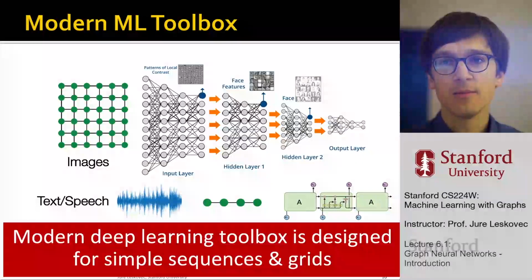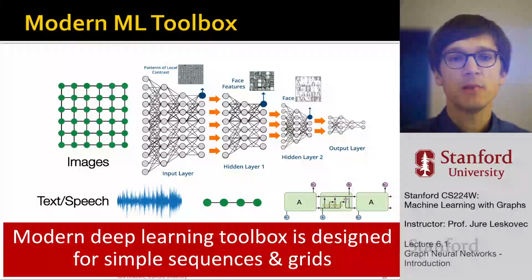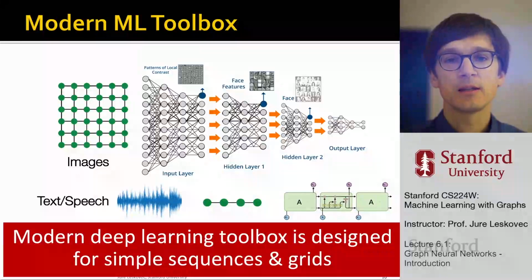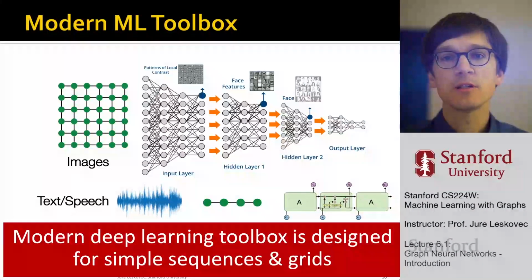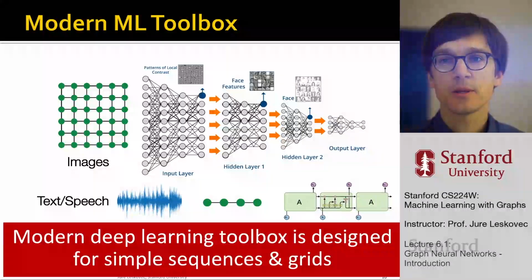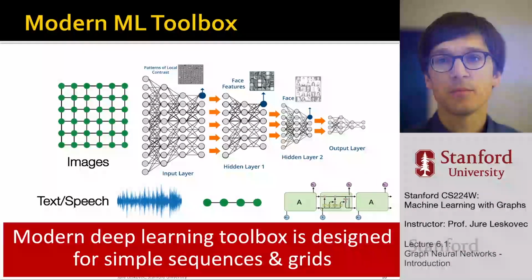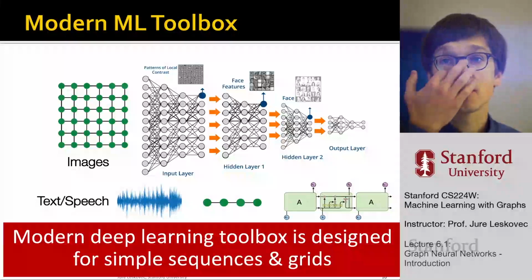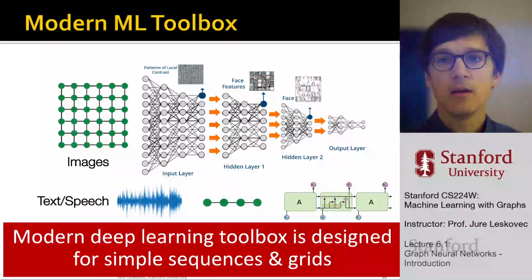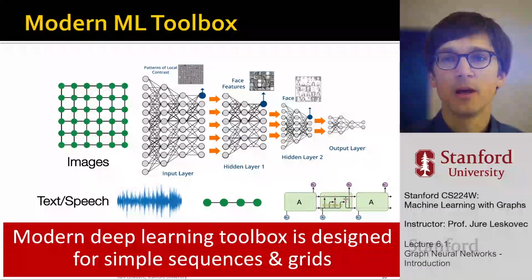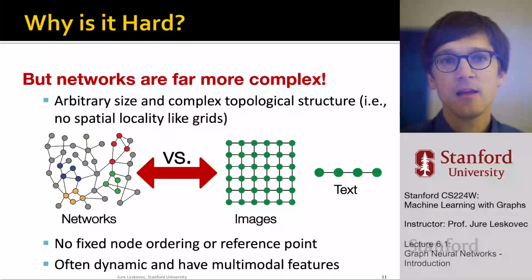So the claim and motivation for this is that the modern deep learning toolbox is designed for simple data types, meaning linear sequences and fixed-size grids. And of course, the question is, how can we generalize that? How can we apply deep learning, representation learning, to more complex data types? And this is where graph neural networks come into play, because they allow us to apply representation learning to much more complex data types than just these two very simple ones, meaning fixed-size grids and linear sequences.